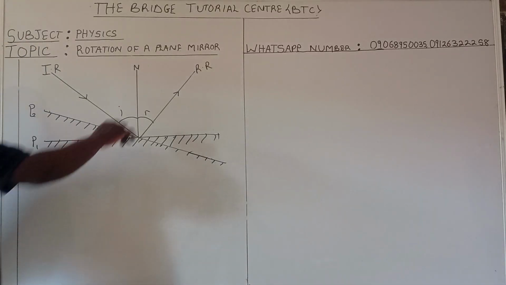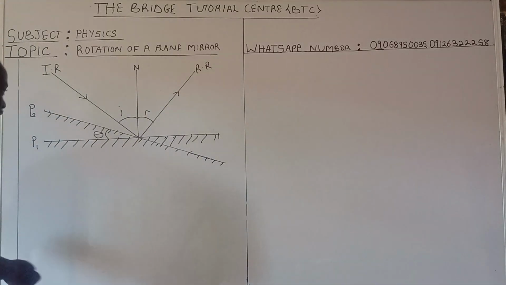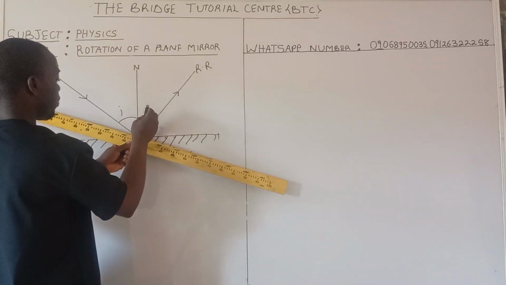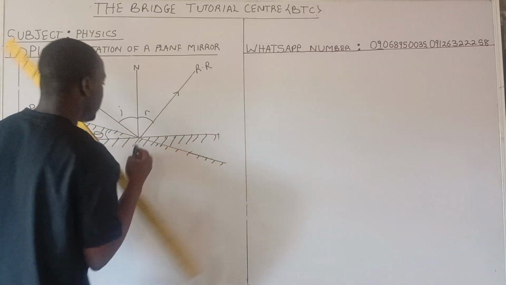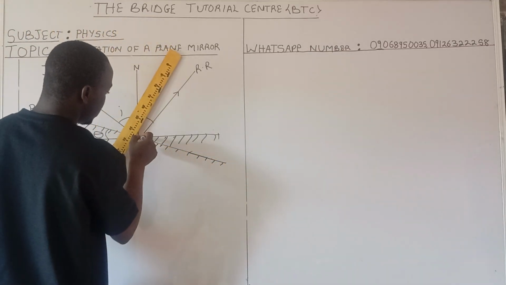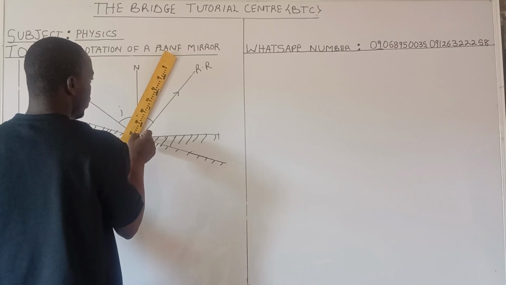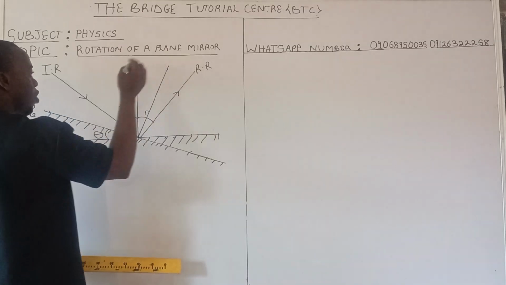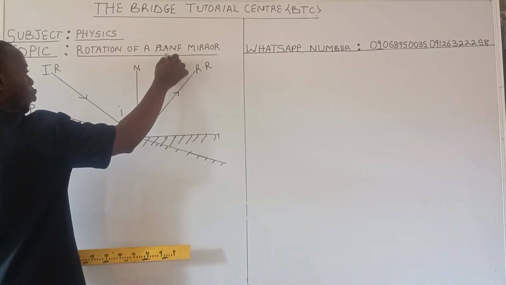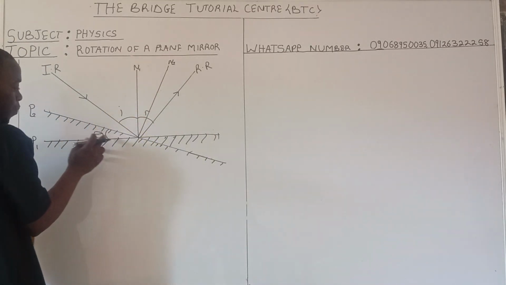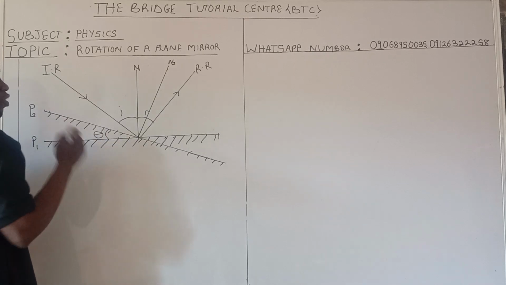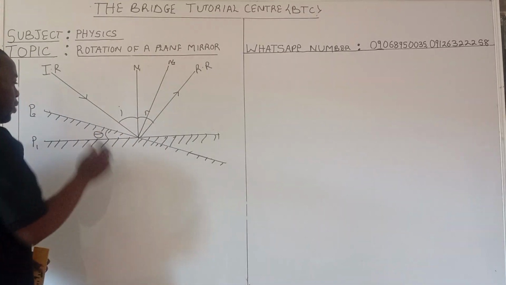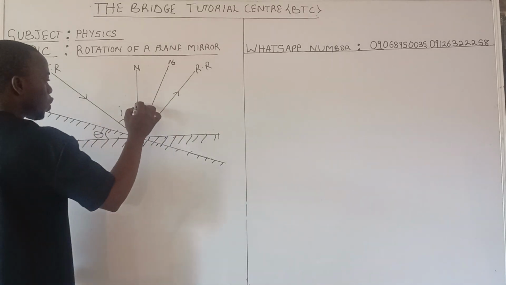So what will now happen to the reflected ray? The first thing we have to note is that initially our plane mirror is like this and our normal is like this, but if you rotate the plane mirror, our normal will also be rotated. So let us draw the new normal. I will call this one number 1 and this one number 2. Number 1 is the normal for the initial position of the plane mirror, while number 2 is the normal for the new position of the plane mirror. And the angle between number 1 and number 2 must also be theta.